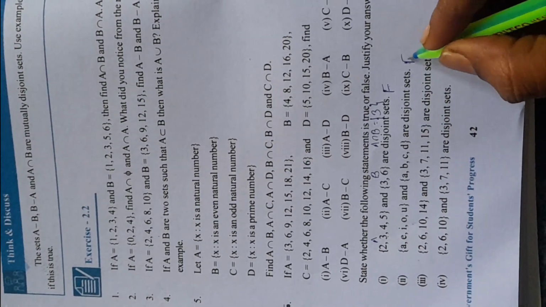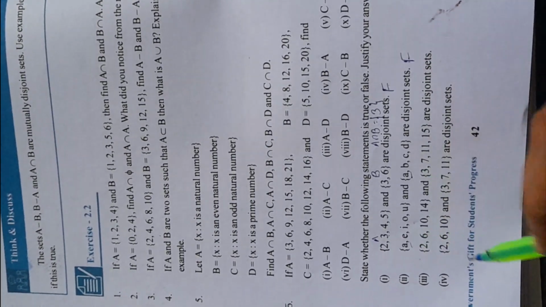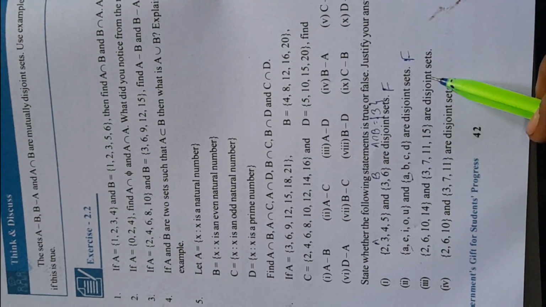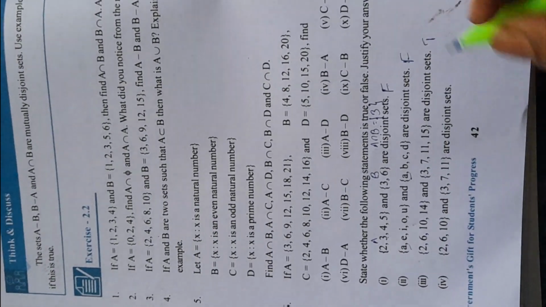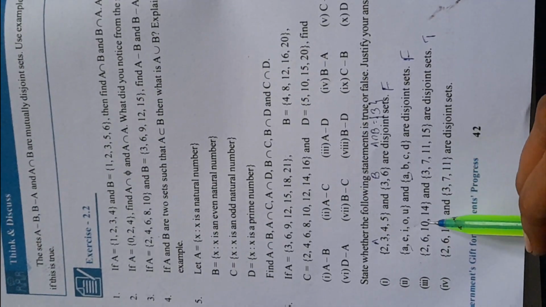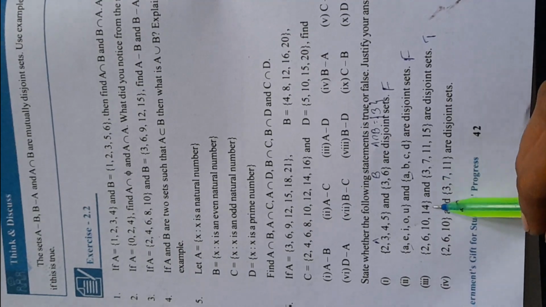This is also false because there is a common element A. Third one, 2, 6, 10, 14 and 3, 7, 11 and 15 are disjoint sets. Yes, this is true because all the elements in this are even numbers and all the elements in this are odd numbers. There is no element present if intersection is taken.